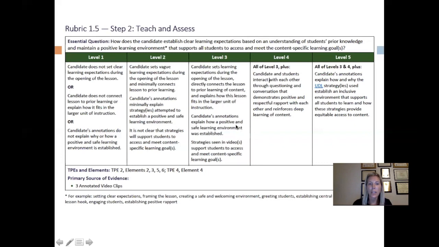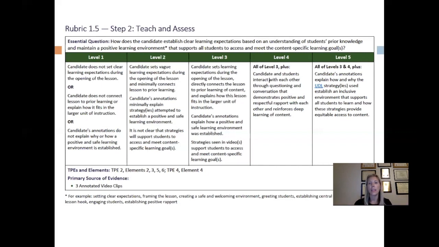And then it says that your annotations explain how a positive and safe learning environment were established. So if you're just able to explain it and it seems reasonable, that's a level 3. Okay, as to what you did and why you did it in order to create that positive learning environment. Again, it needs to be evidenced in the clip for you to be able to talk about it. And then the next one is that the strategy seen in the video supports students to access and meet content-specific learning objectives. That means the scorer is able to see the supports that you're providing in order to help students access the content, and that you're also able to provide that rationale so that the scorer has a clear understanding of this is what I did and this is why.